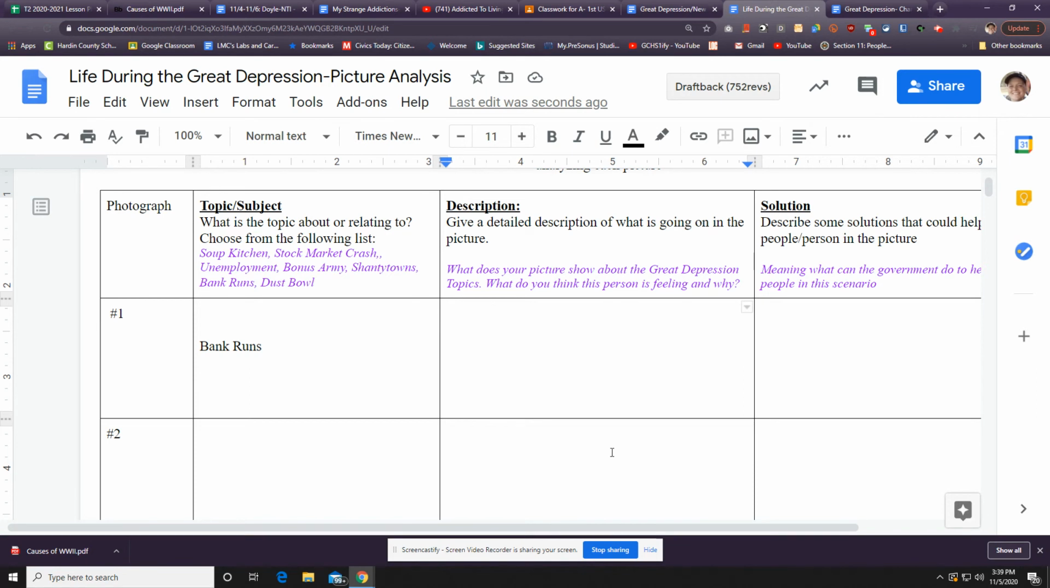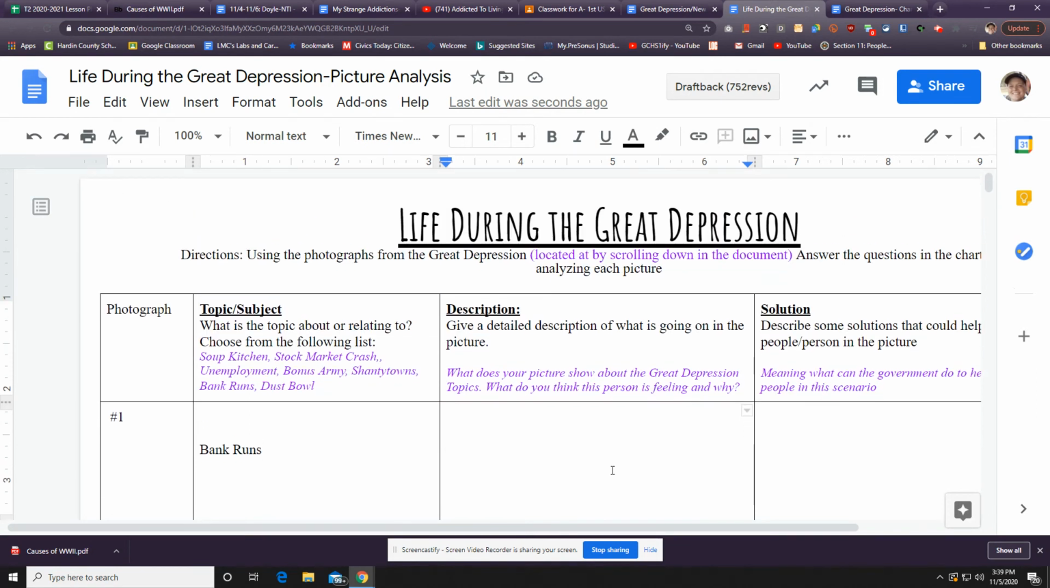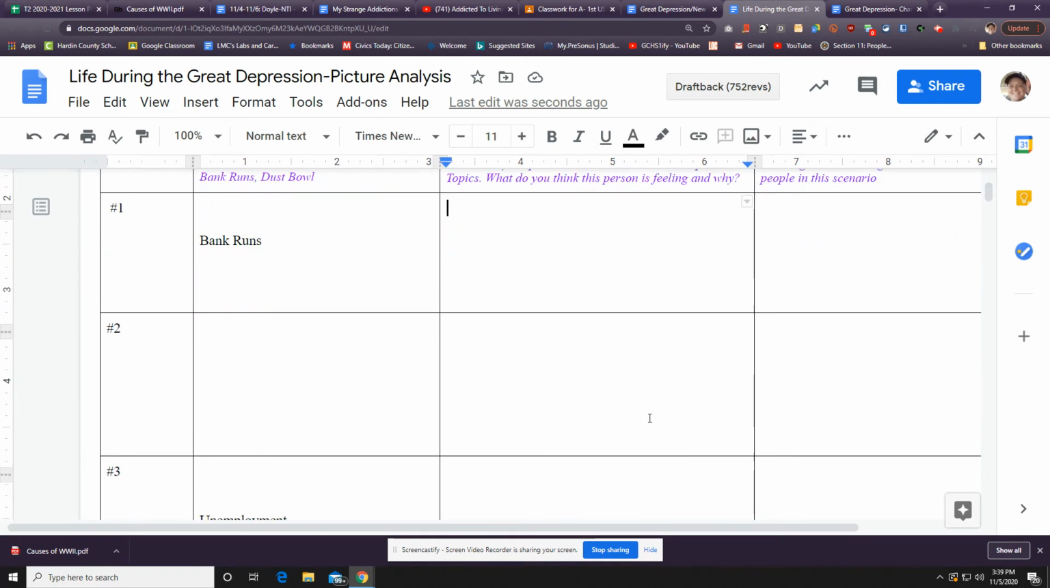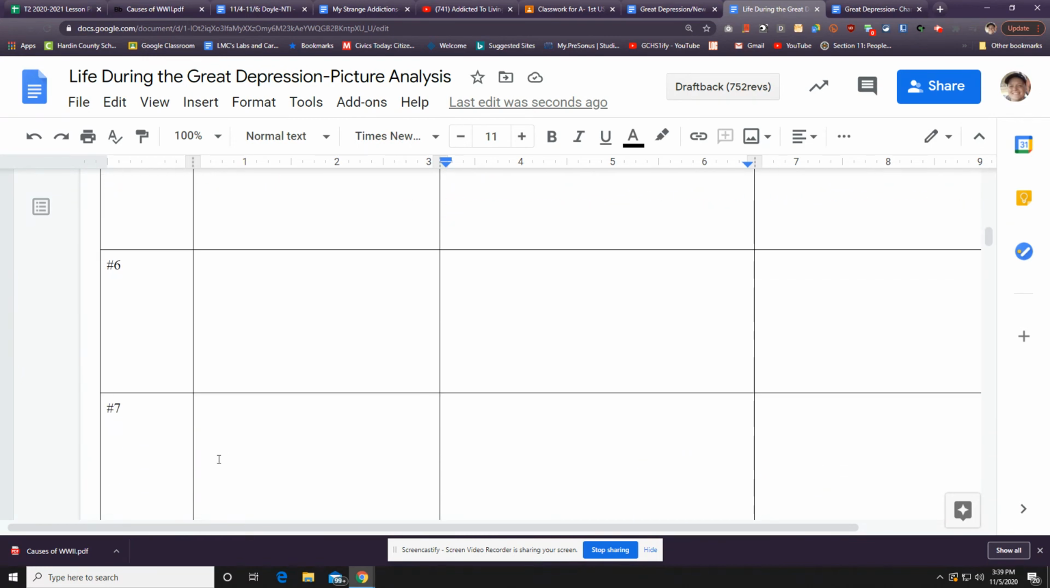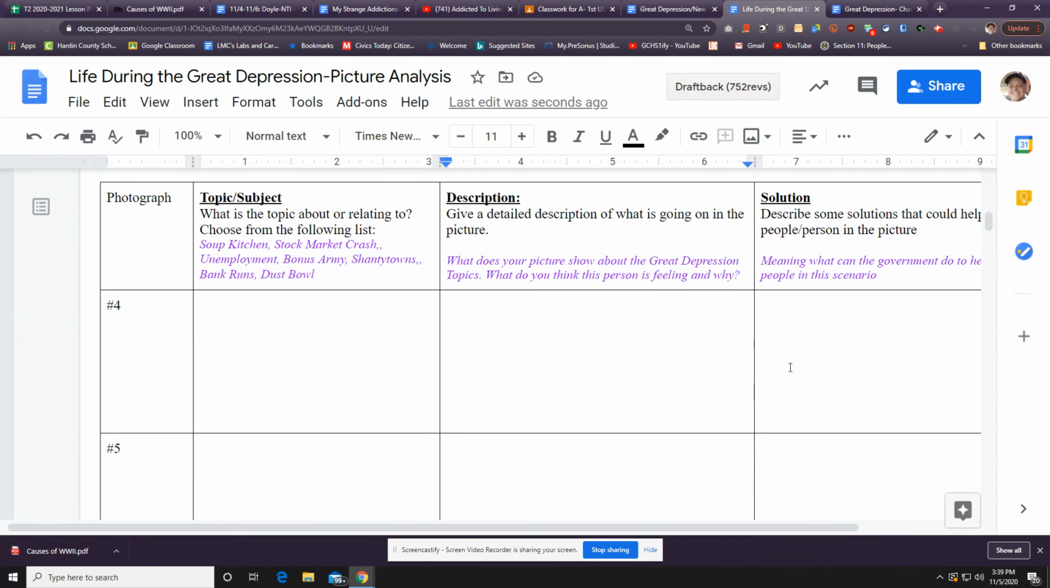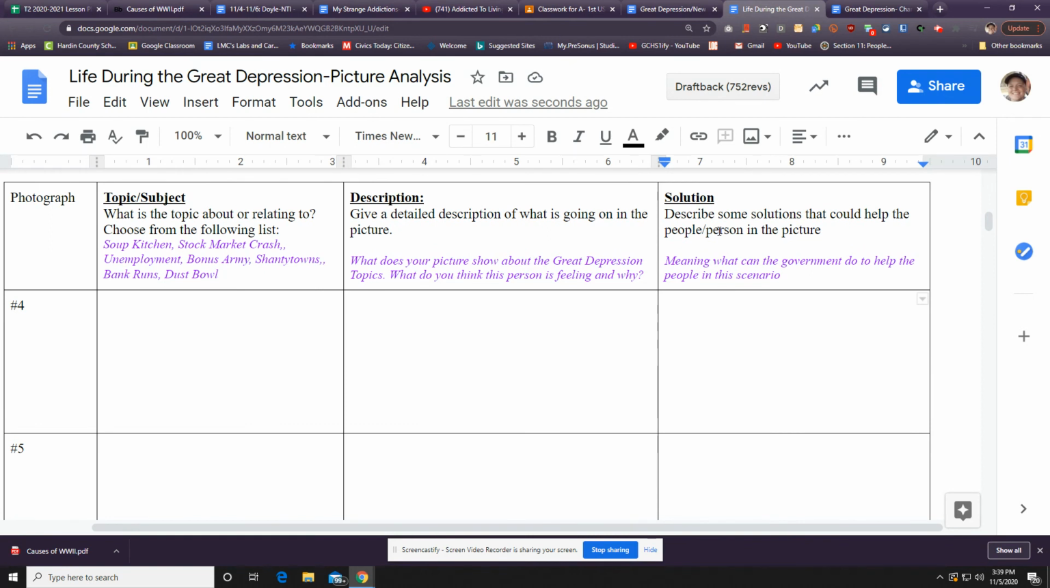If you do have any questions, make sure you email me. Remember, you got 7 or 8 pictures, and I think it's 7. Yeah, there it is. You're going to answer each one of these. And in the solution column, it says describe some solutions that could help that person. Like, what could the government do to help that person?